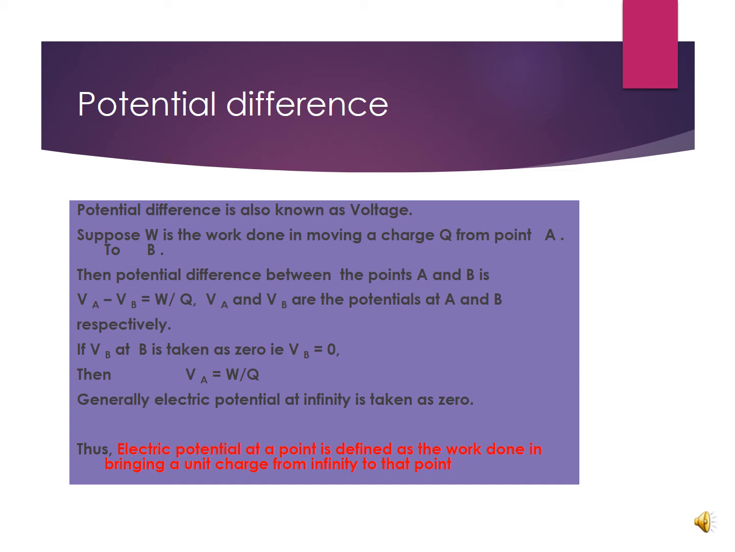Now if we consider the potential at point B is 0, that means VB is 0, then we can say VA is equal to W by Q. And generally the electric potential at infinity is taken as 0. So the general definition can be stated as: electric potential at a point is defined as the work done in bringing a unit charge from infinity to that point.